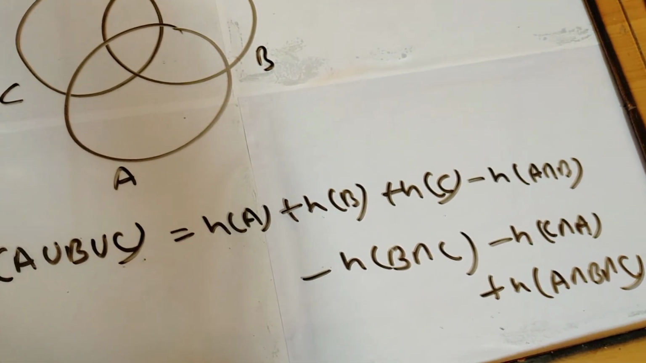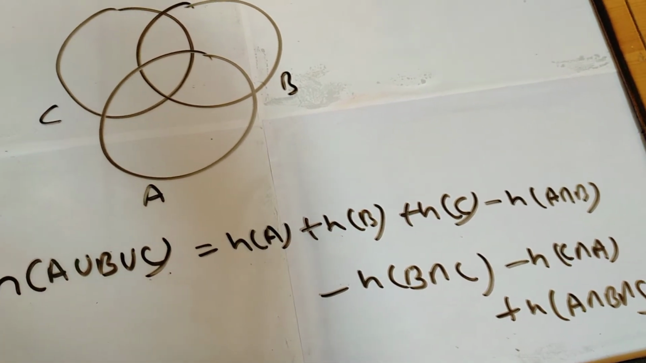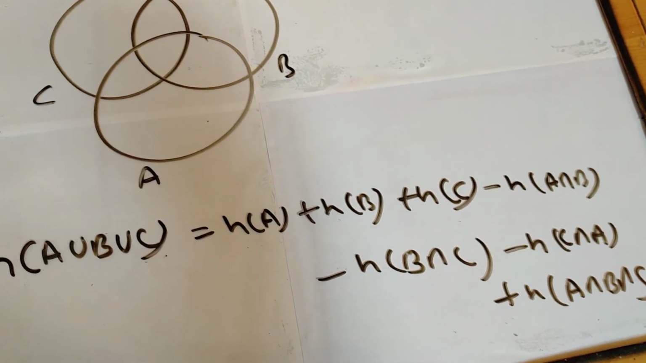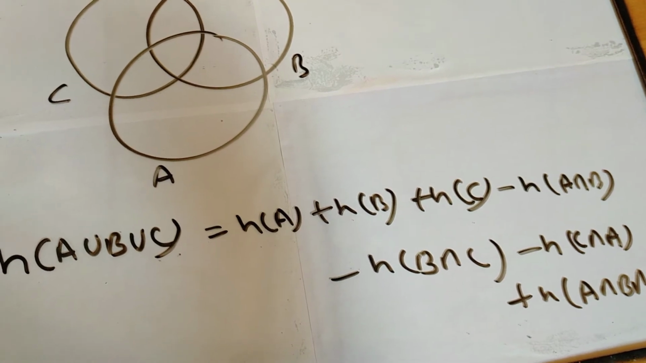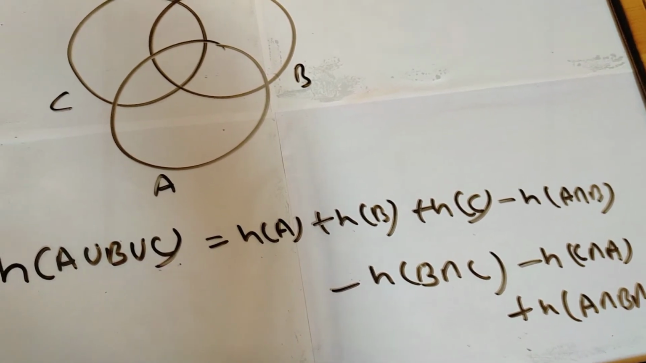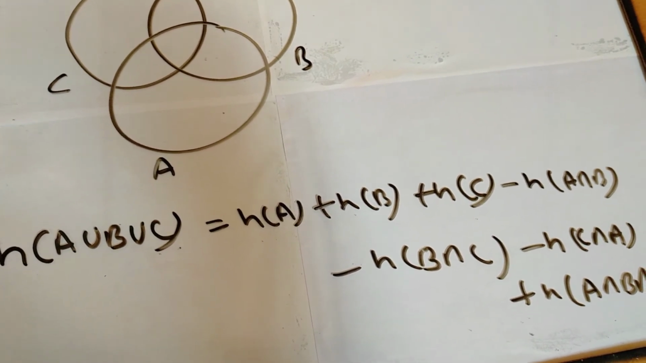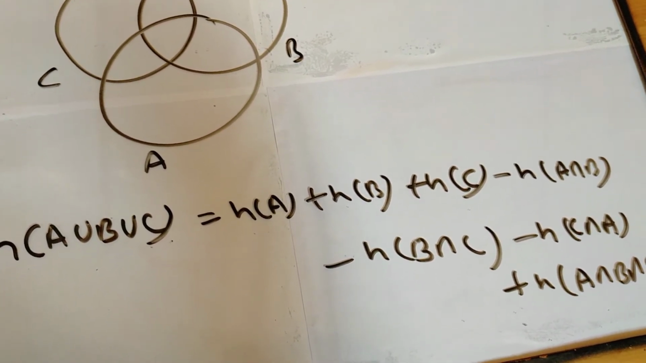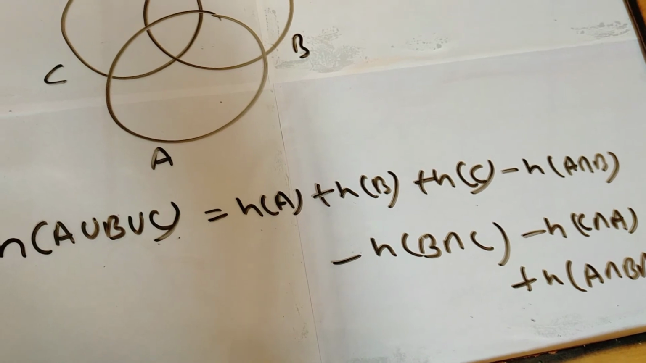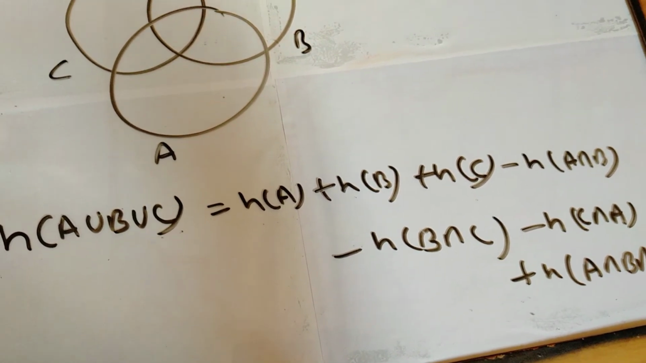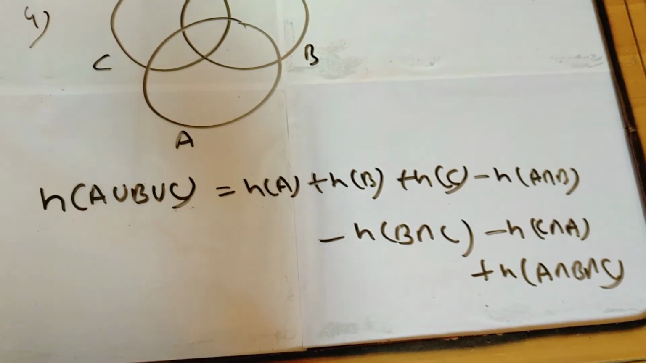Okay, so number of elements in A union B union C is equal to number of elements in A plus number of elements in B plus number of elements in C, minus number of elements in A intersection B, minus number of elements in B intersection C, minus number of elements in C intersection A, plus number of elements in A intersection B intersection C. So this is the formula you should remember for three sets.